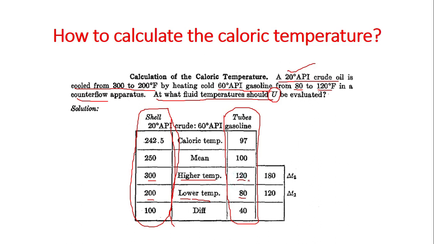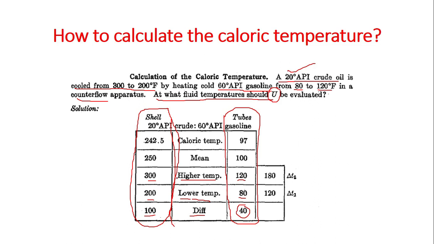By taking the difference between the inlet and the outlet of the gasoline, the difference would be equal to 40, right? This is the inlet of the gasoline, this is the outlet of the gasoline, and this is the cold fluid. The difference between the inlet and the outlet is 40, and this horizontal row represents the difference. This is the hot fluid, and the inlet of the hot fluid is 300 and the outlet is 200. The difference between these two is 100, right?